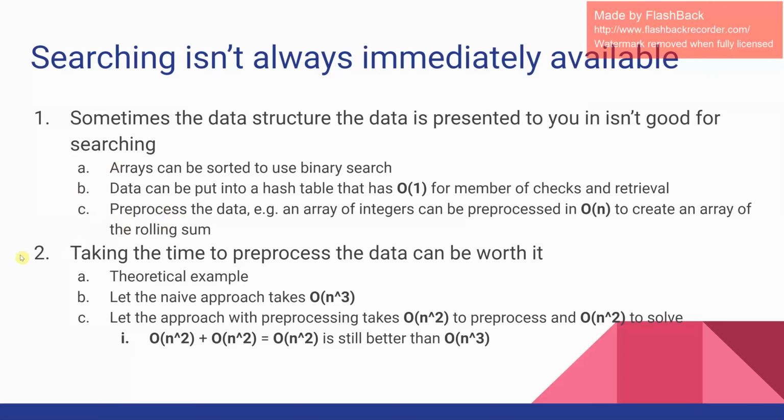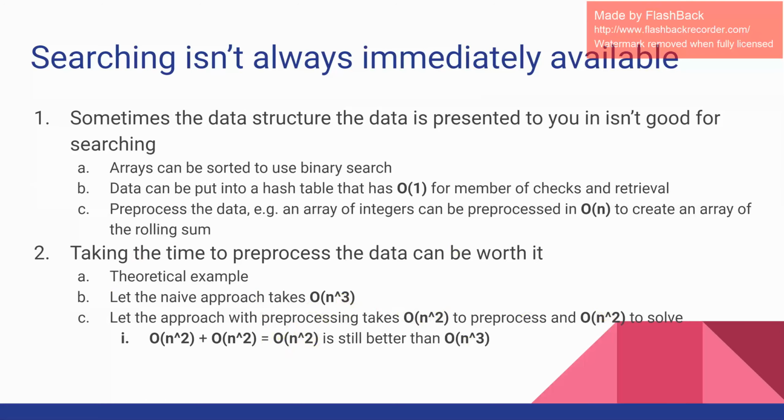So a theoretical example, just to illustrate the fact that pre-processing or changing data around is oftentimes worth it for searching, is if we say that the naive searching approach takes O(n cubed), but we can pre-process the data in O(n squared) and then solve it in O(n squared) using that change in data structure. Then we're managing to solve the problem a lot quicker, in an overall O(n squared) rather than O(n cubed) solution.